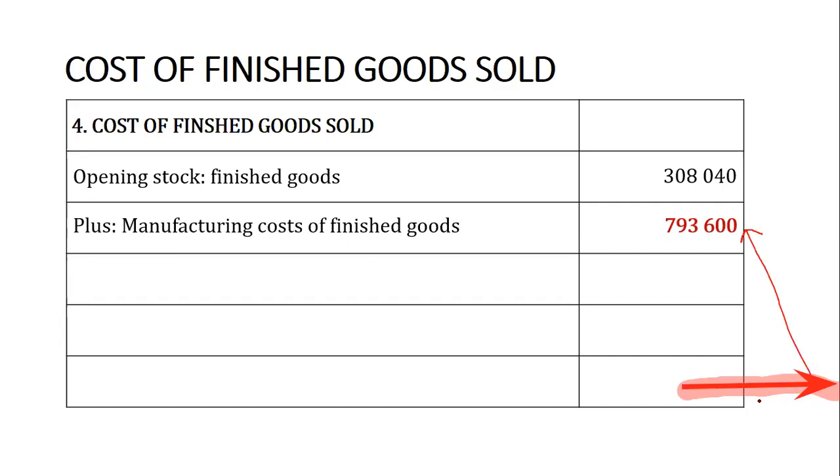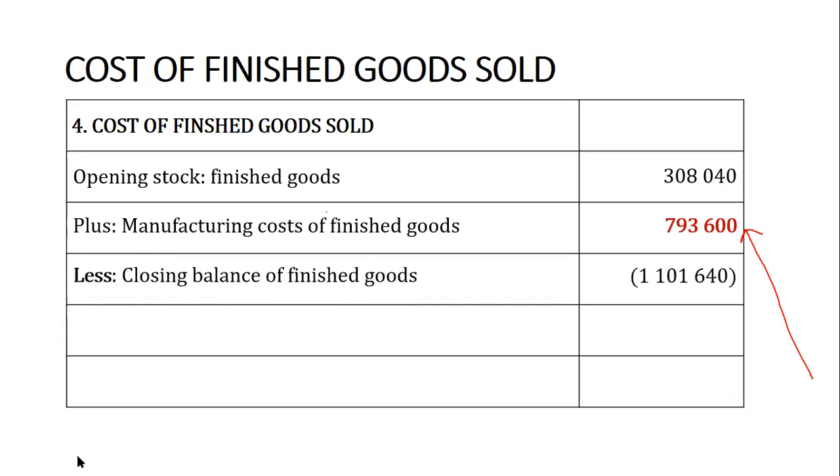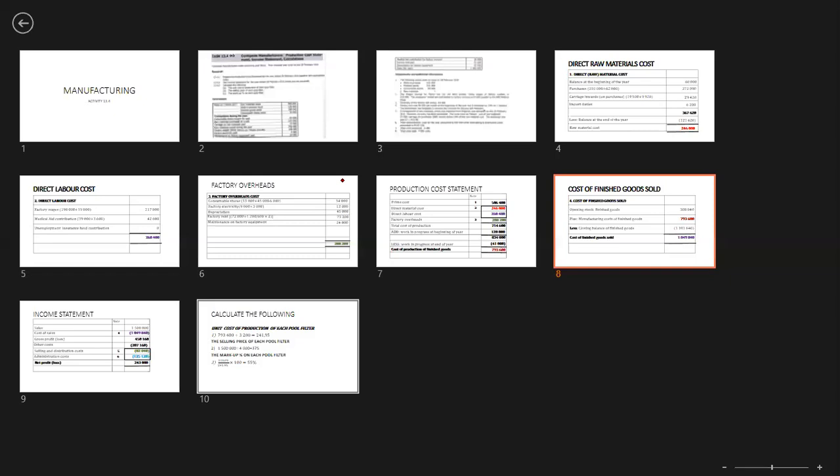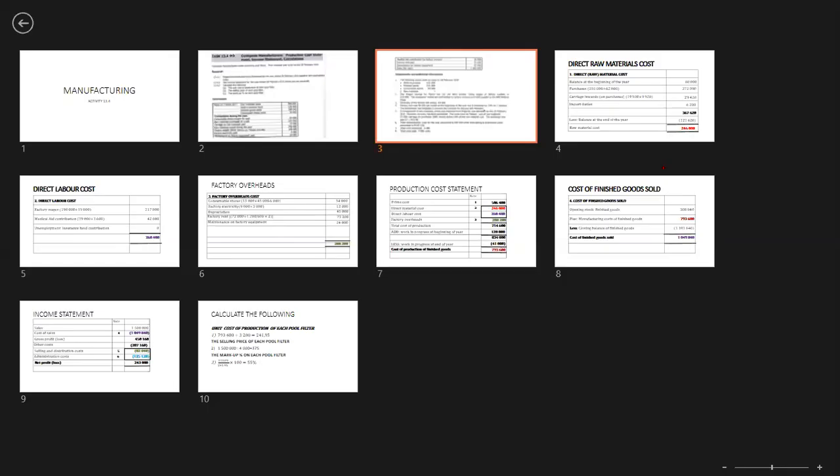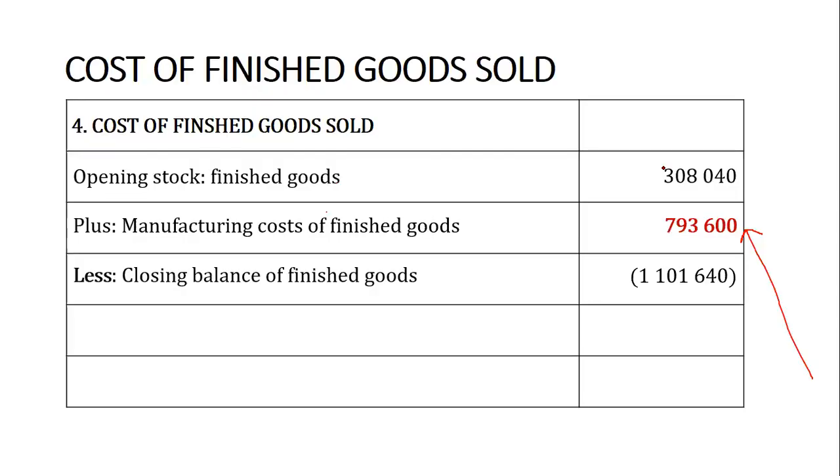And then what do we do after that? We have our finished goods at the end. Finished goods at the end, was it given to us? Let me go back and check again. Finished goods at the end of the financial year. Oh, there it is. It is 51,800. Finished goods at the end of the financial year is 51,800. This is incorrect. Do you realize that?